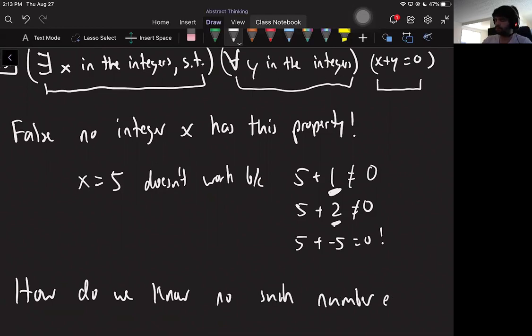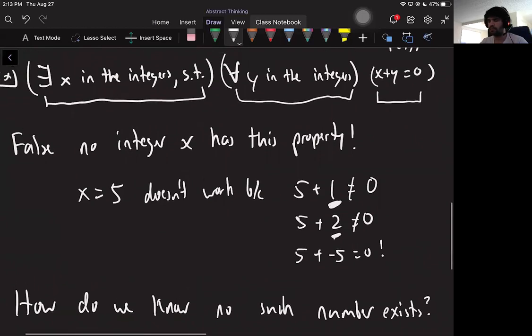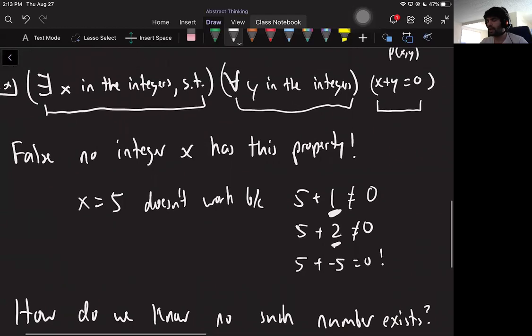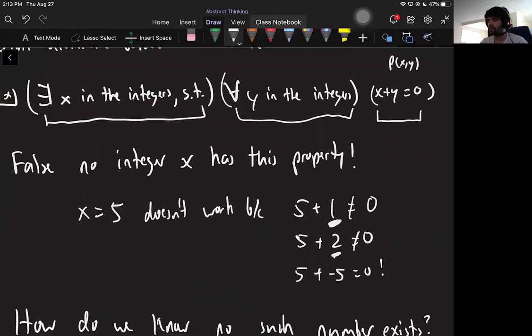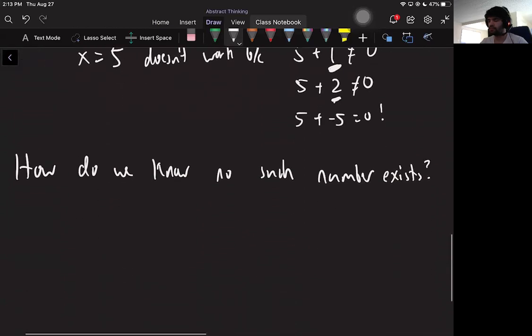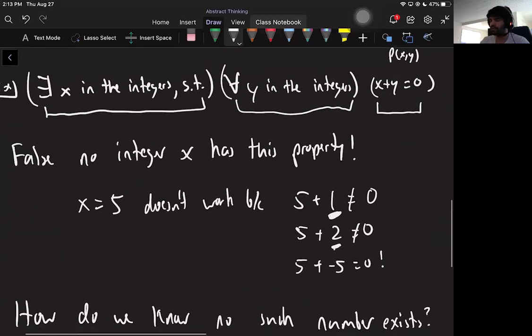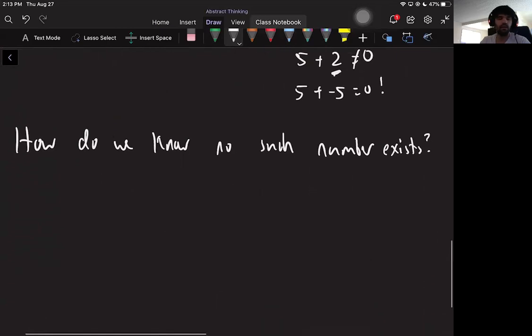Well, we haven't learned enough proof techniques to actually prove this one in a very nice way, so I'm not going to do it. But I hope you can convince yourself that it's false. There's no number that exists which, when you add something to it, it'll always be 0. If I change add to multiplication, this will actually be true. So I'll let you think about that.